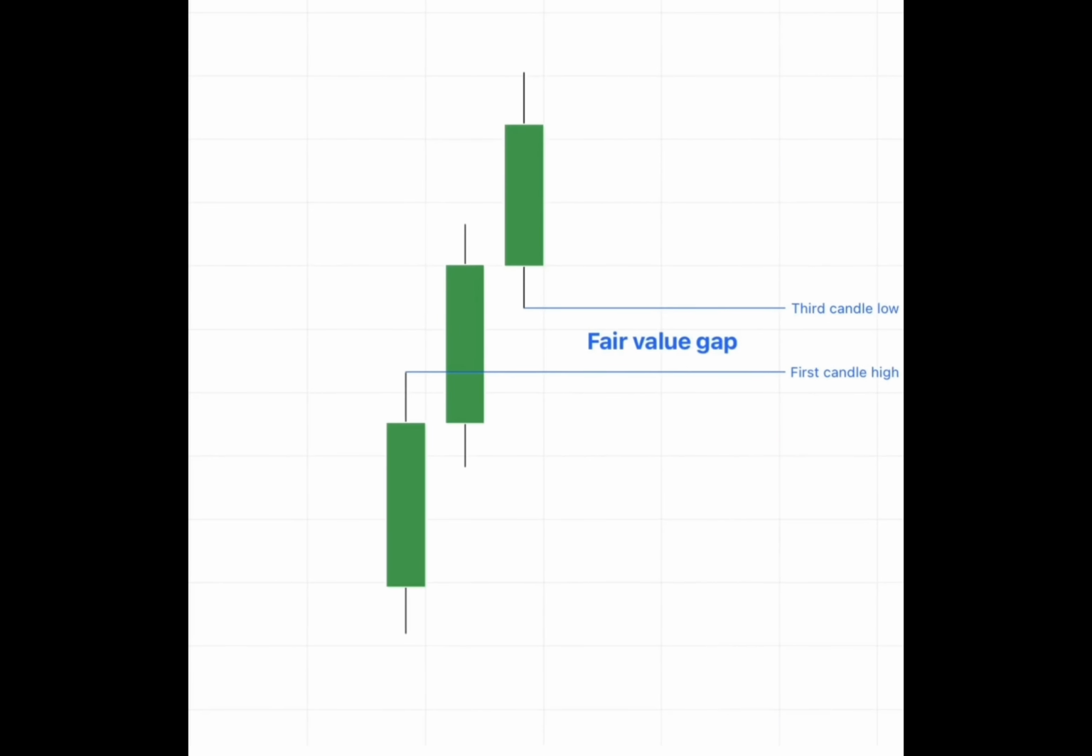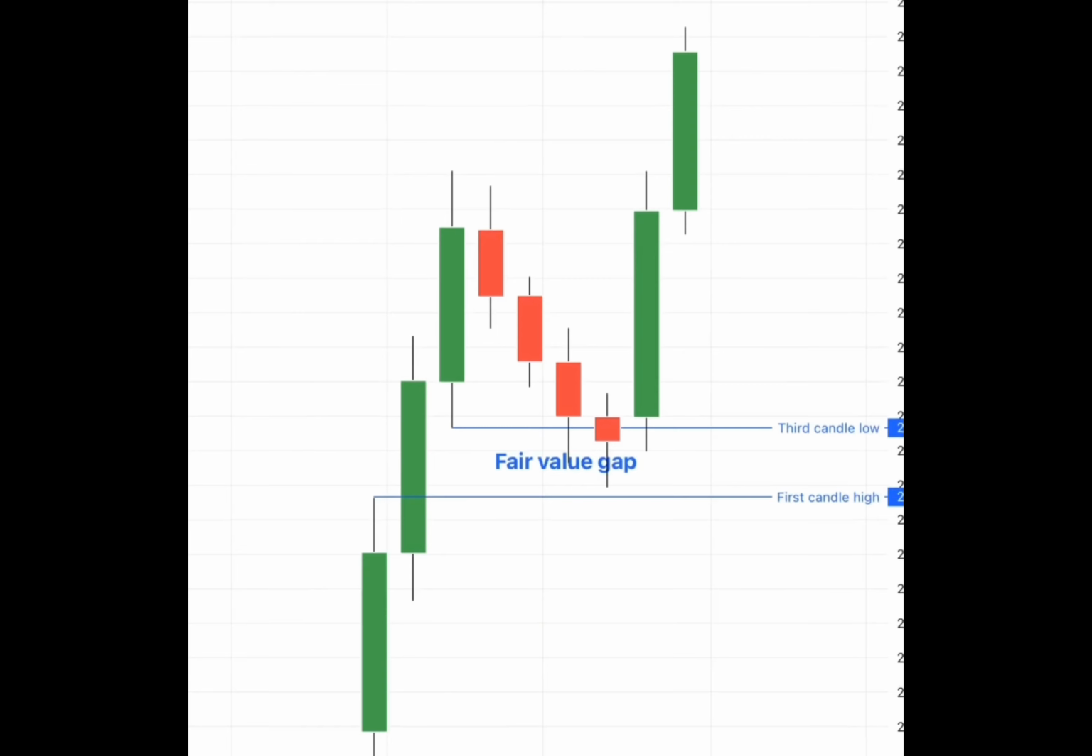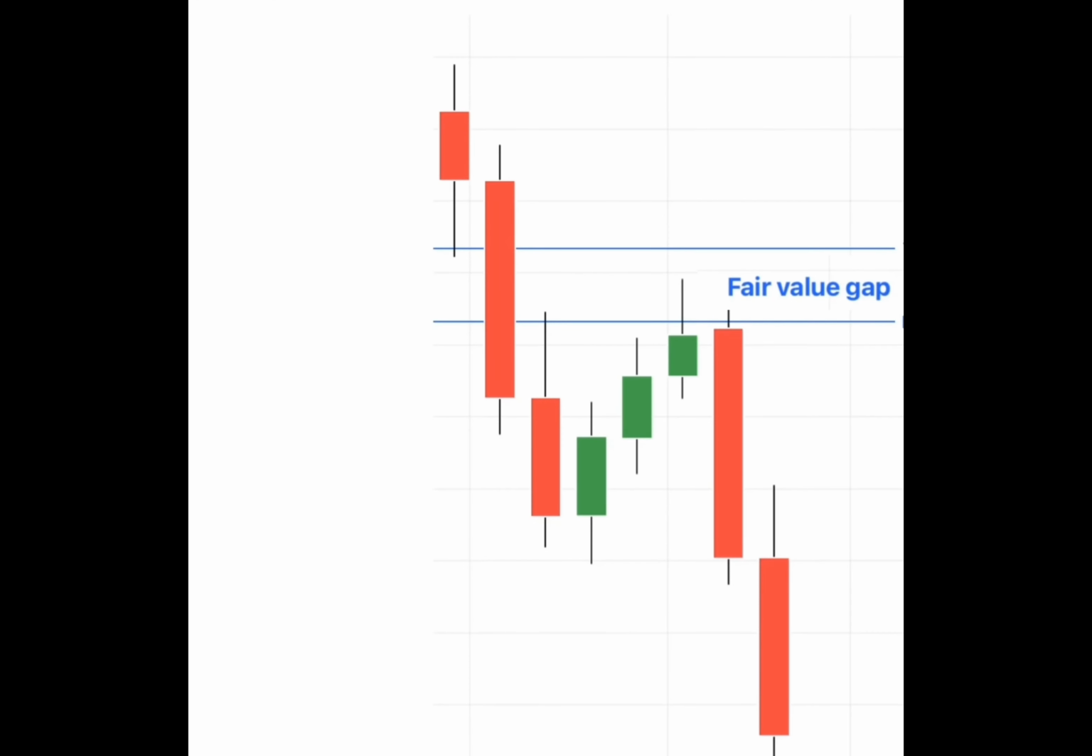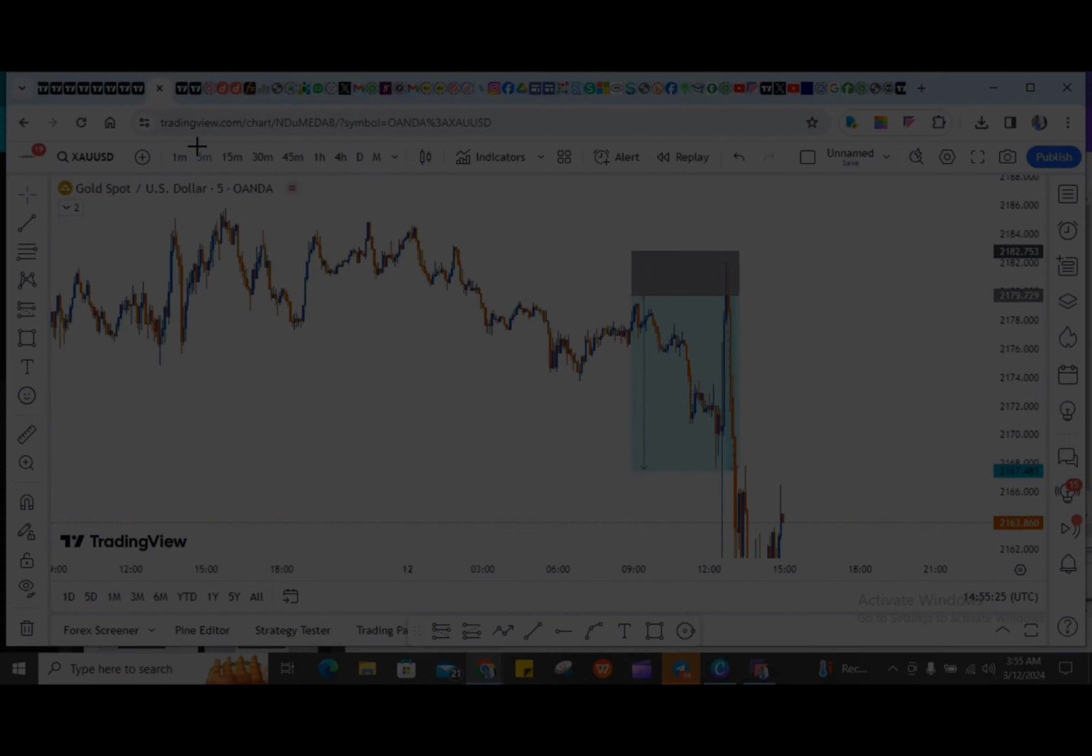Fair value gaps act as support to push price up in the case of a bullish fair value gap, and it acts as resistance to push price down in the case of a bearish fair value gap.